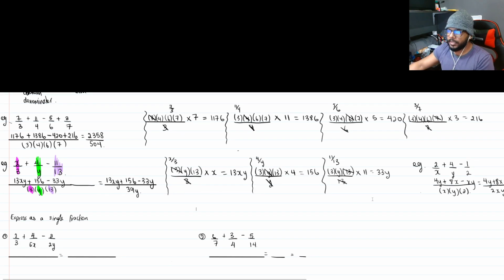So take these 2 to try on your own. Express as a single fraction the first one and the second one. So pause the video and I'm going to do the solutions now.